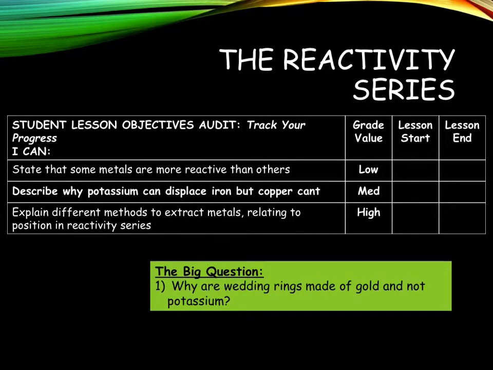In this tutorial video we will look at the fact that some metals are more reactive than others. We will look at why potassium can displace iron but copper can't, and we'll have a look at different ways to extract metals. Our big question for this part of the tutorial looks at why wedding rings are made of gold and not of potassium.